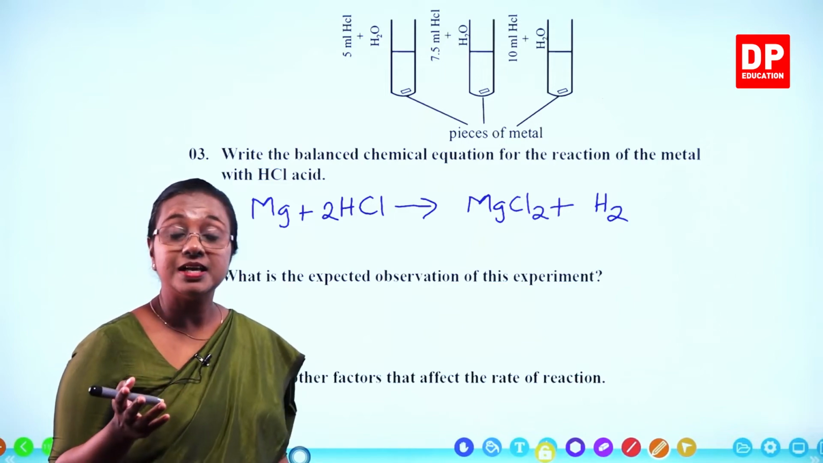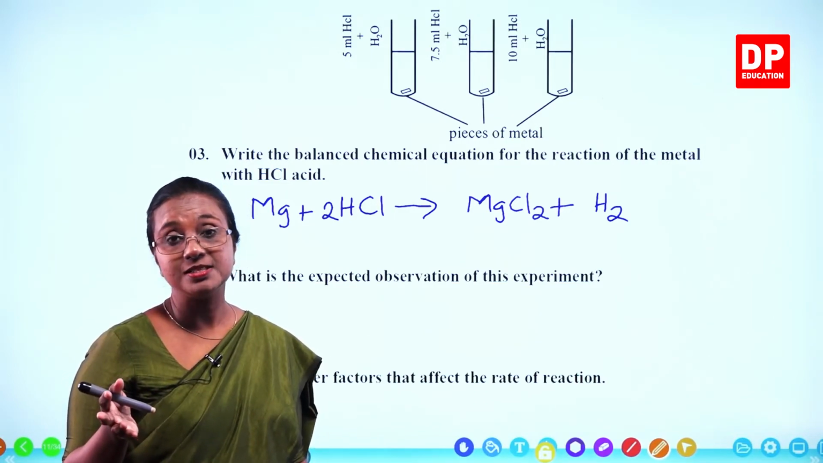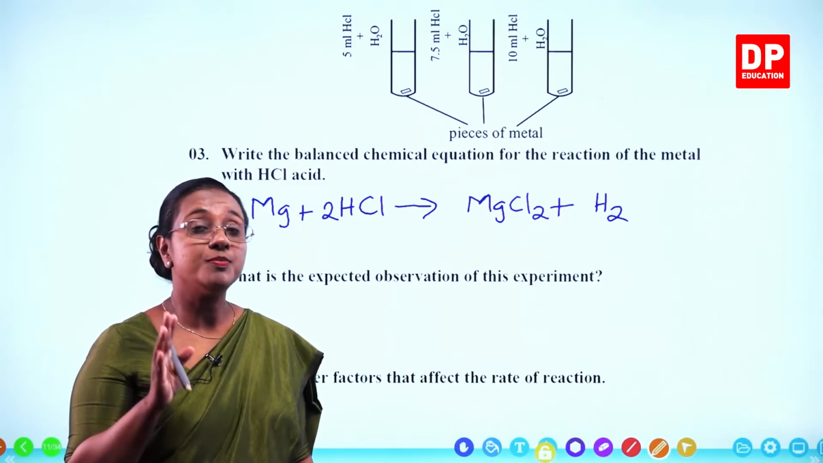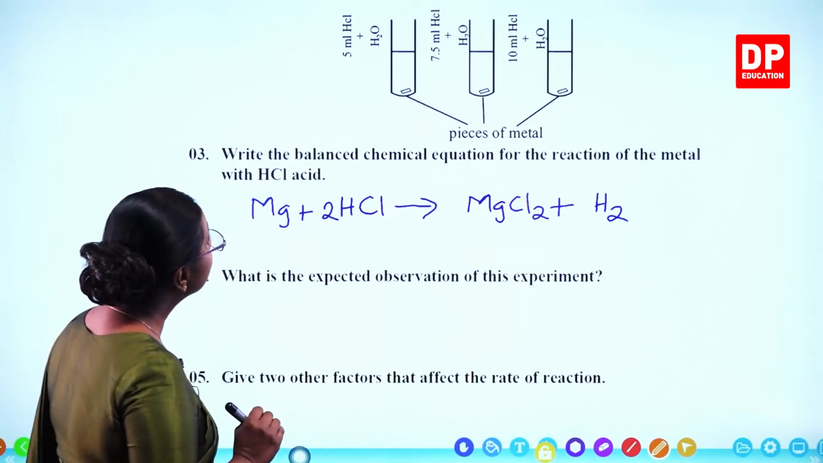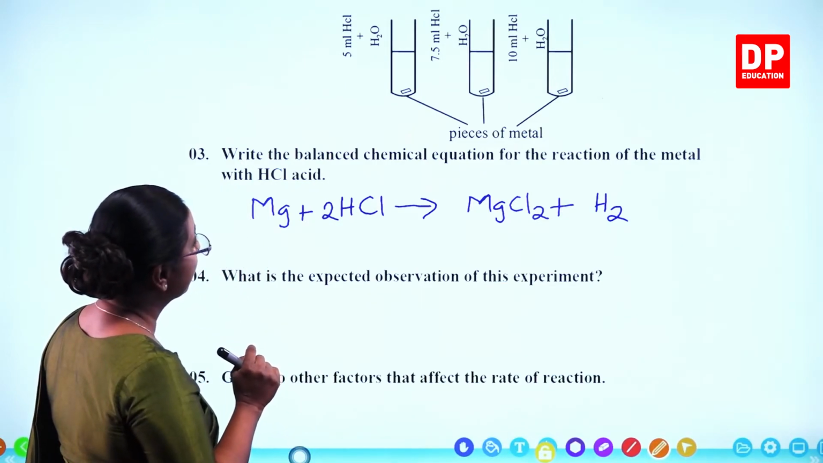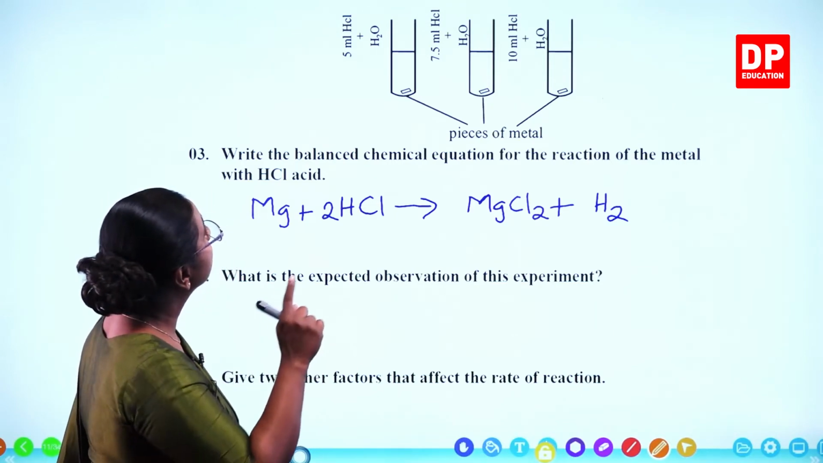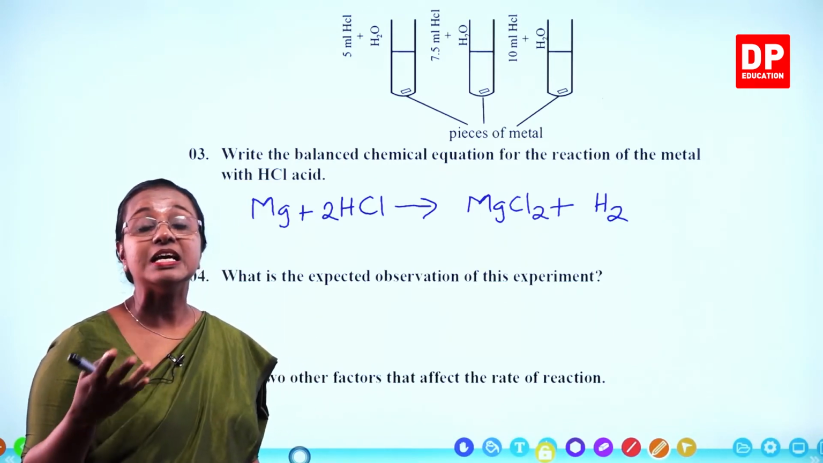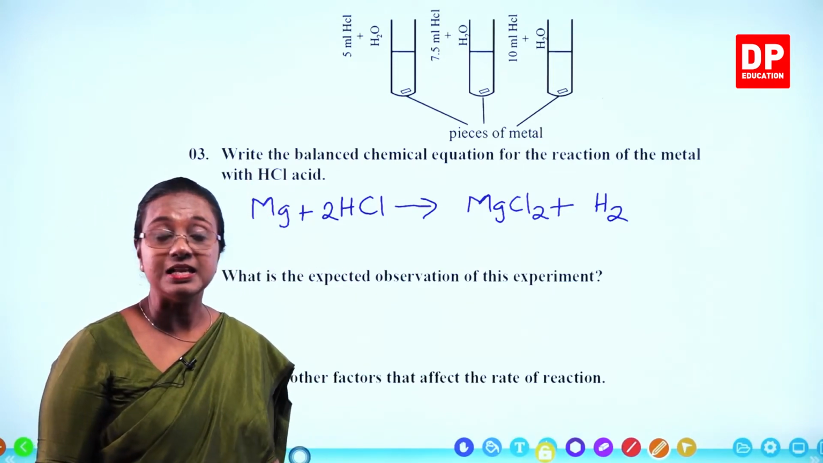So, what is the expected observation? You will see the liberation of gas bubbles and you will be observing different rates of fizzing. So, in which one will the rate of fizzing be high? When there is 10 milliliters of HCl, the rate of fizzing is going to be greater. 5 milliliters of HCl, the rate of fizzing will be less.